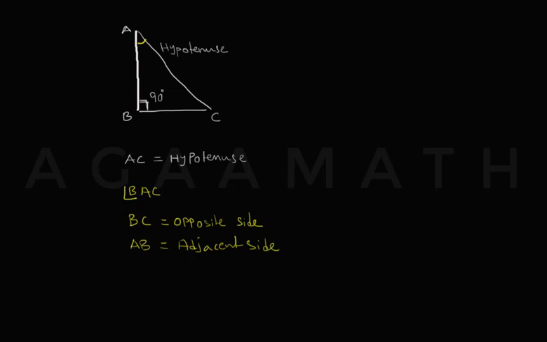If I take angle C, that is angle BCA, then with respect to angle BCA, AB is said to be the opposite side. And next, BC is said to be the adjacent side.